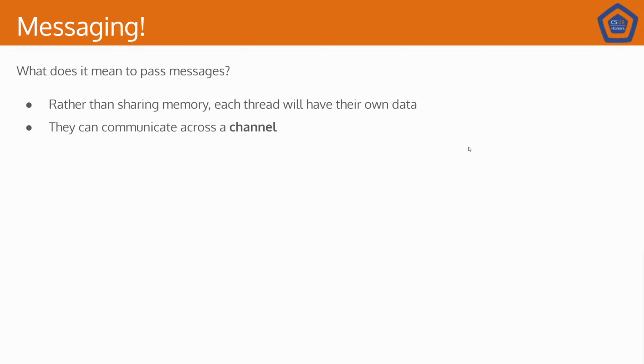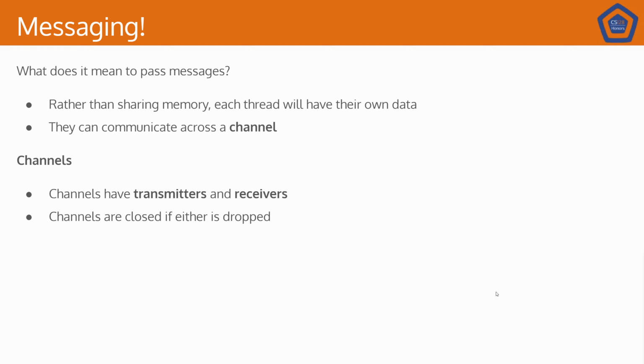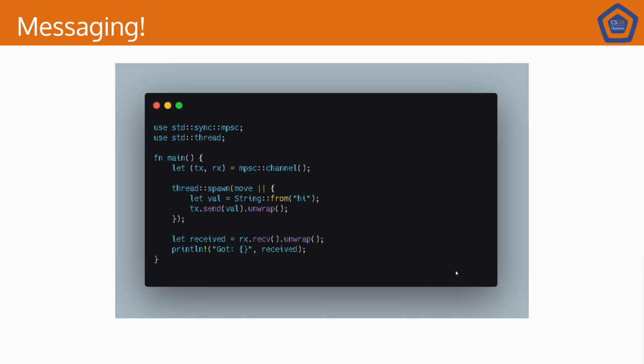So what does messaging mean? What does it mean to pass messages? Rather than sharing memory, each thread is going to have their own data, and they can communicate across a channel. Okay, and this channel is sort of a keyword here. Channels have transmitters and receivers, and a channel is closed if either one is dropped. Generally speaking, they have a receiver and multiple transmitters. And specifically, okay, you can do other types of communication, but the one that we're going to look at is called MPSC, or multiple producer, single consumer.